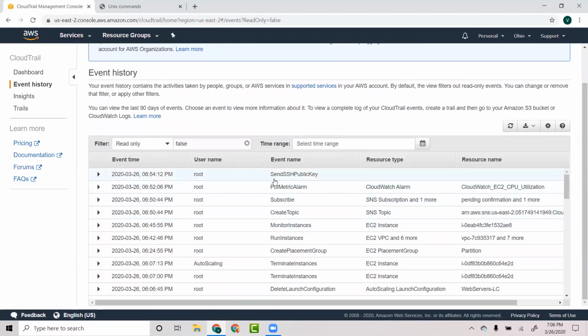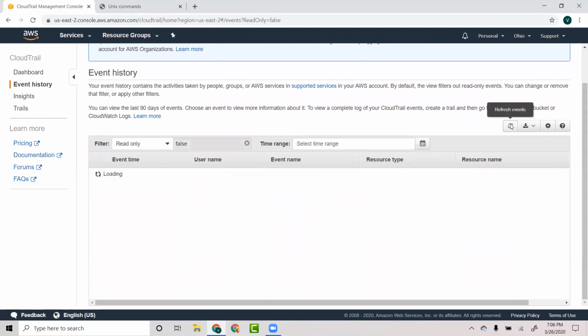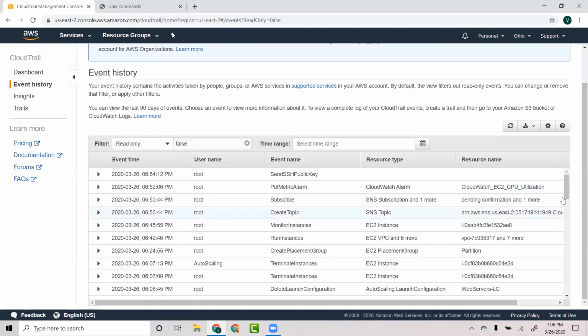So root account did this one. Let me actually refresh it and then see. Okay, this is a send SSH public key. That's an event that happened. And root account put metric alarm, a CloudWatch alarm got created by root account. This is my root account, right? I'm logged in with my user, with my email ID and password, by the way. That is why it's calling it my root username.